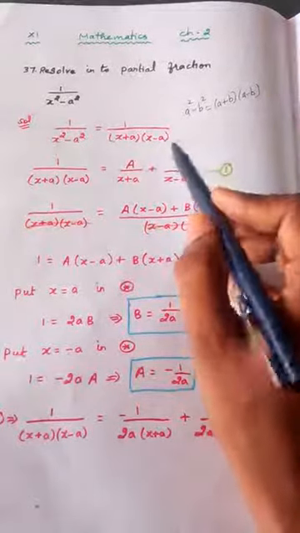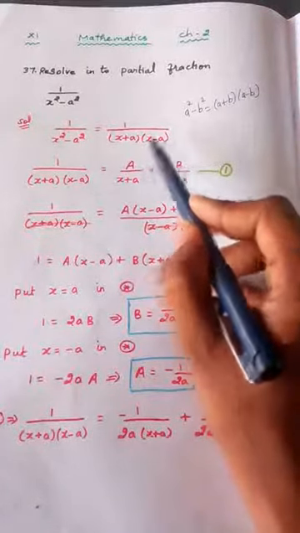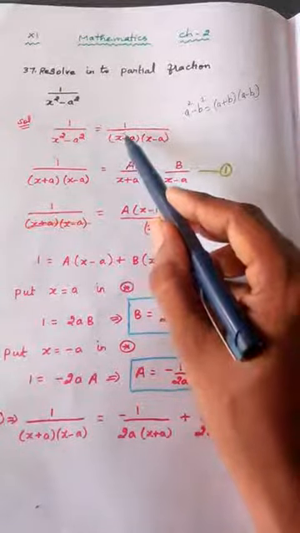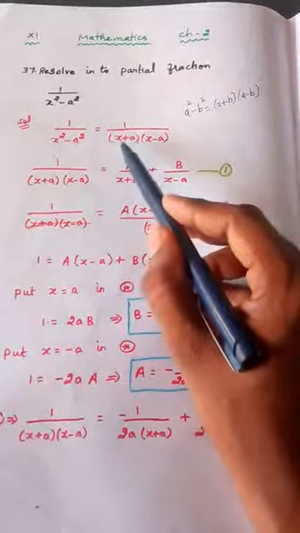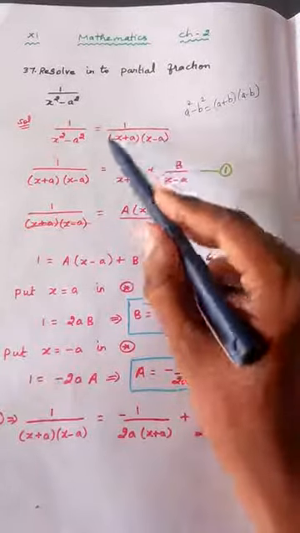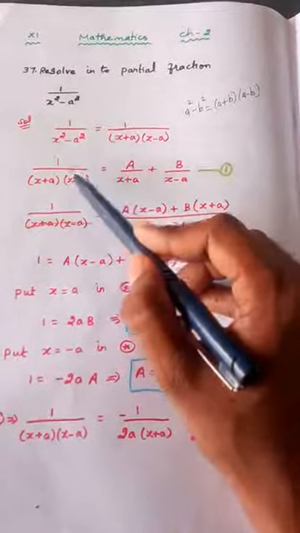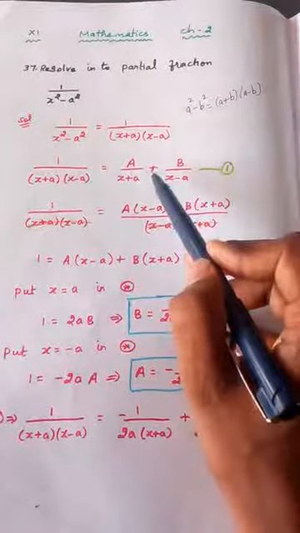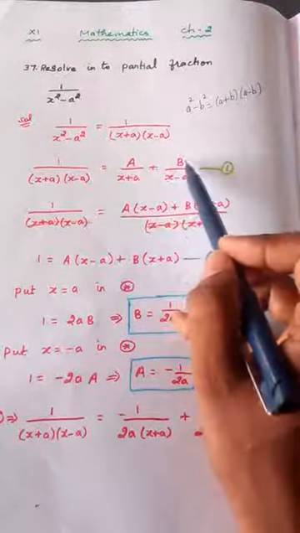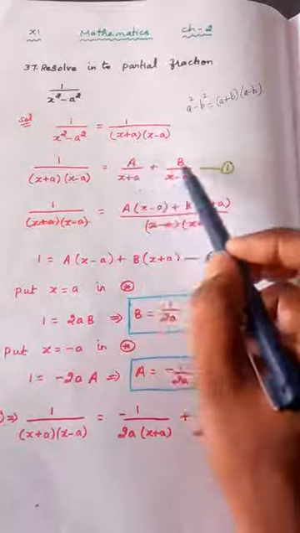So type 1 is nothing but this. If we have different factors, that is called type 1, linear factors of different type. Linear, why I am telling, means x to the power 1. That is called a linear factor. This is a linear factor, this is also a linear factor, they are different. So we will say this is type 1. How to do this? First I have taken this, and you should split this in this manner. That is capital A divided by the first factor plus capital B divided by the second factor, where capital A and capital B are constants that we have to find out.